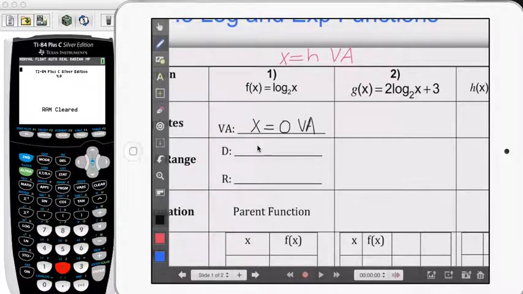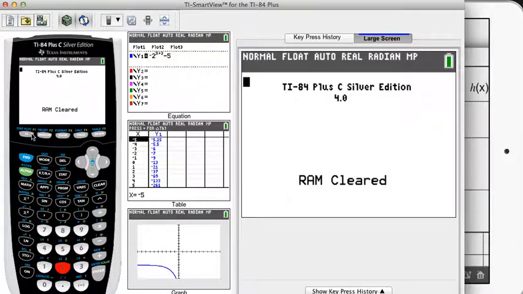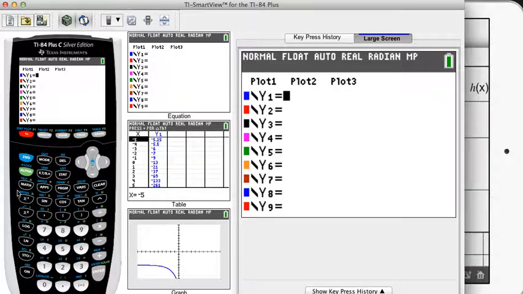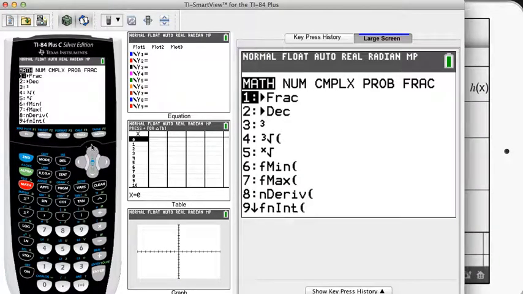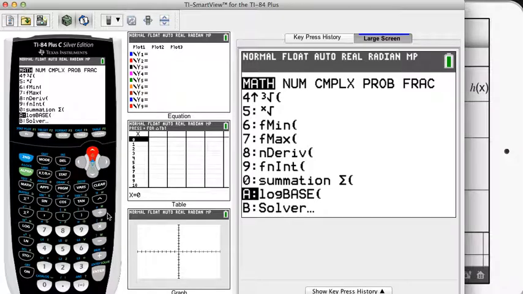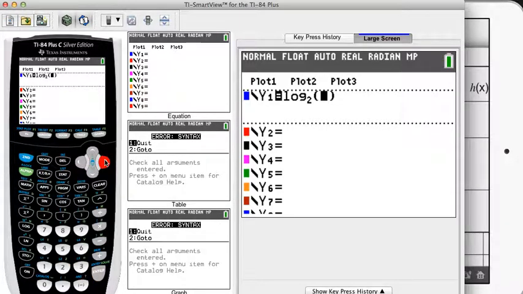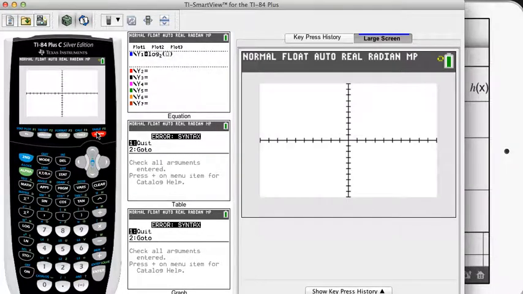Now on the calculator, you can check that by going to y equals and plugging in the function that you have, which is log base 2 of x. So you go math, you go 2 steps up to log base, and then that's going to be log base 2 of x. And now if you graph that, you're going to get the graph of the parent logarithmic function.